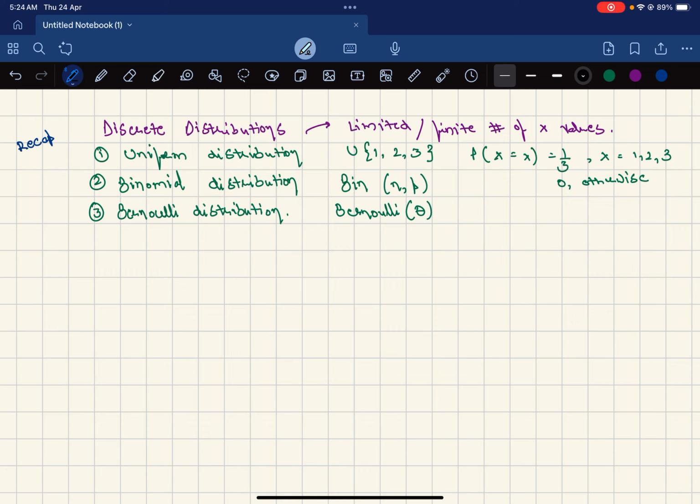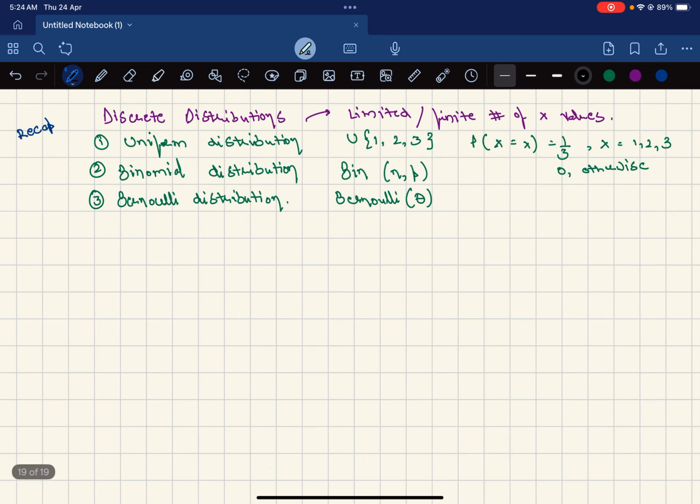So in the previous session, we looked at what discrete distributions are. These are basically distributions where the random variable x can only take some limited finite values of x. So there are only countable values of x that the random variable can take. Those distributions are called discrete distributions. Then we looked at three of these distributions.